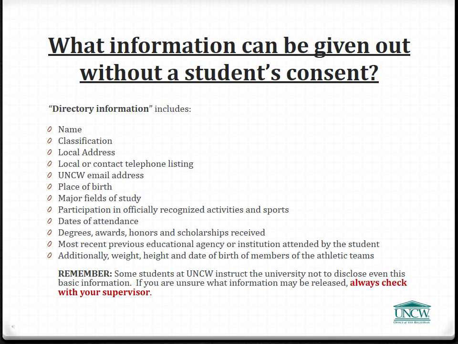Remember, some students at UNCW instruct that the university not disclose even this basic information. If you are unsure what information may be released, always check with your supervisor.